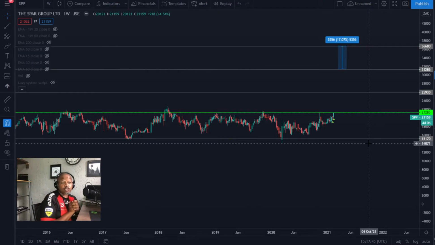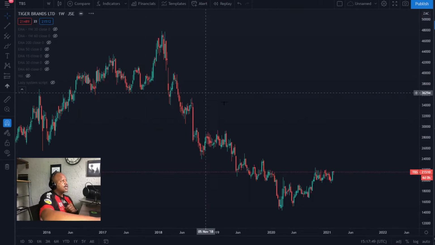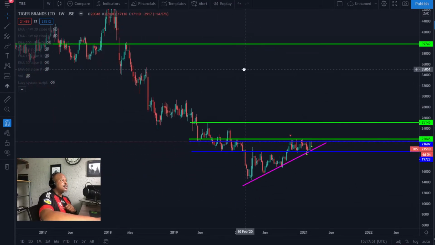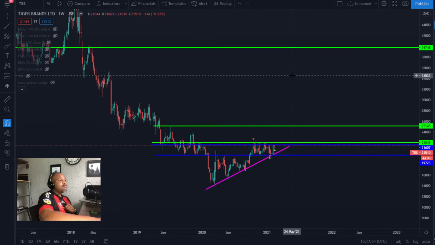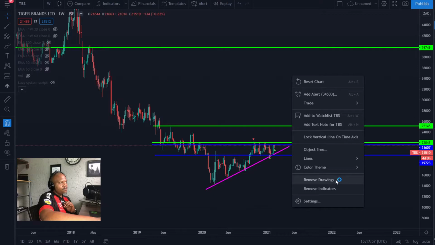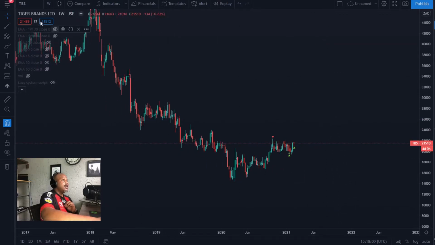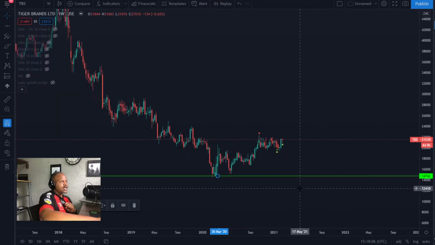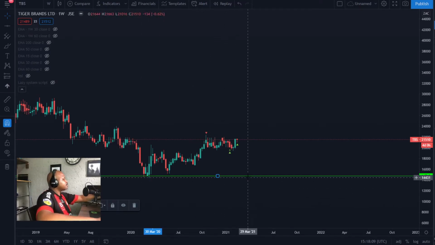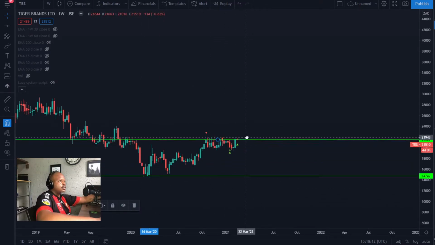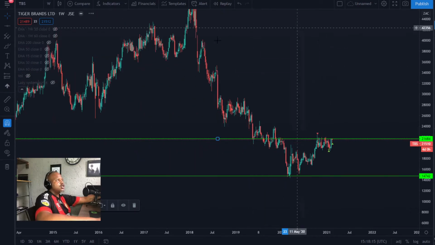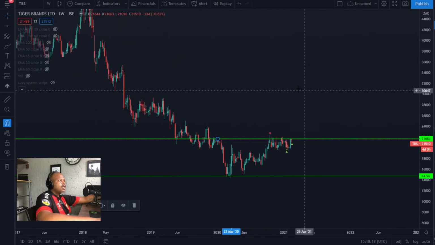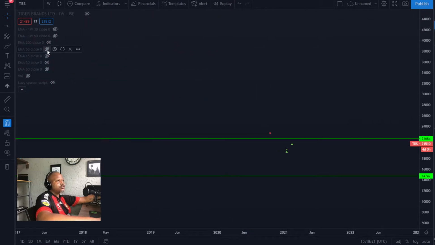Let's get into some charts now. First, looking at Tiger Brands. Let me first remove all these drawings, and let's try and implement this box theory into Tiger Brands. Okay, that would be the resistance there. That would be our box. So what I then do, I prefer switching off the chart so that I don't have any biases in terms of where the next range should be.